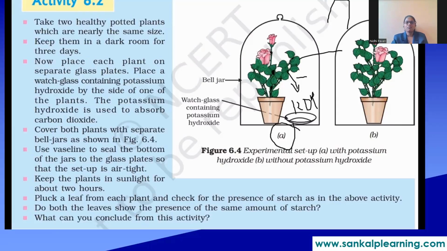In the same way, when you take the leaf of this other plant and test for iodine, it will show positive. Why? Because there is no KOH, so carbon dioxide is not absorbed. Carbon dioxide reacted with water to form starch, so as the leaf has starch, the iodine test is positive. So we can say that carbon dioxide is necessary for photosynthesis. Through this activity, we can see how chlorophyll and carbon dioxide play an important role in photosynthesis.